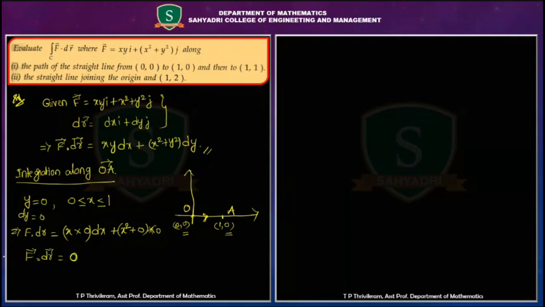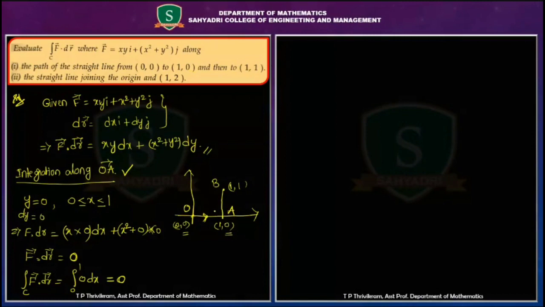If you integrate on both sides, what happens? The integral of f dot dr around the curve C is equal to the integral for x ranging from 0 to 1 of 0 dx. So the value is 0 along this straight line OA. Next, one more point he has given, 1, 1. So this point is 1, 1. I am writing this as point B, and draw one straight line, and you need to find the integration along the straight line.